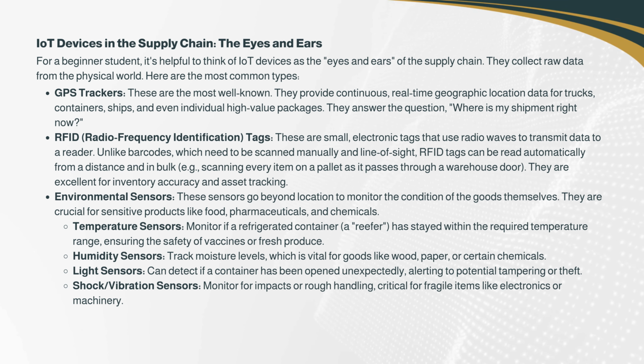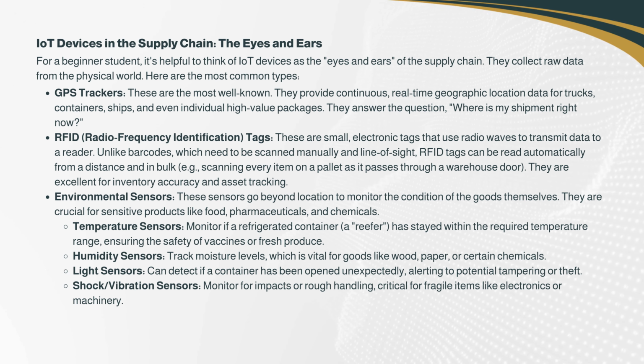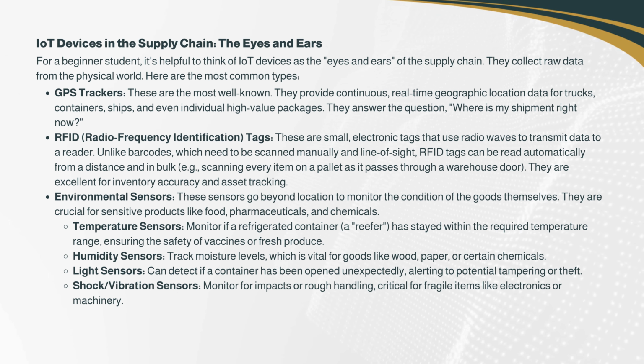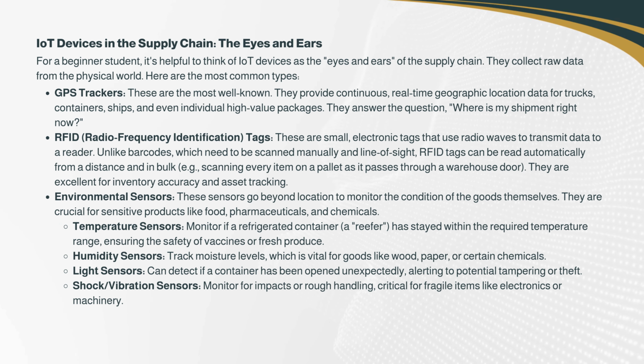Environmental sensors. These sensors go beyond location to monitor the condition of the goods themselves. They are crucial for sensitive products like food, pharmaceuticals, and chemicals. Temperature sensors. Monitor if a refrigerated container, a reefer, has stayed within the required temperature range, ensuring the safety of vaccines or fresh produce.